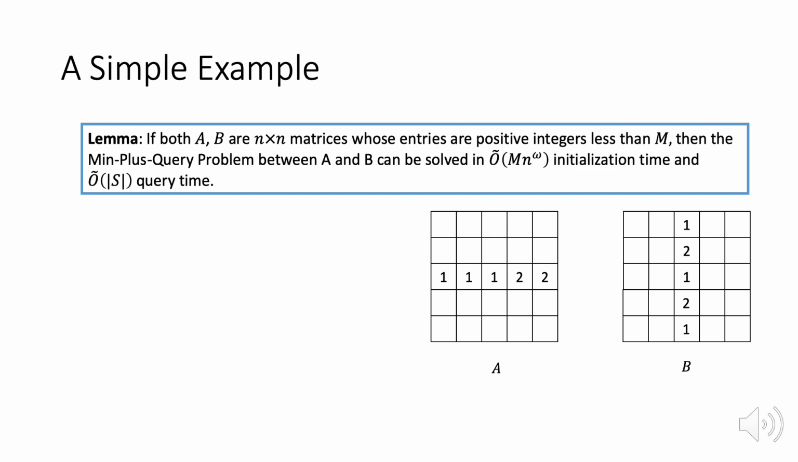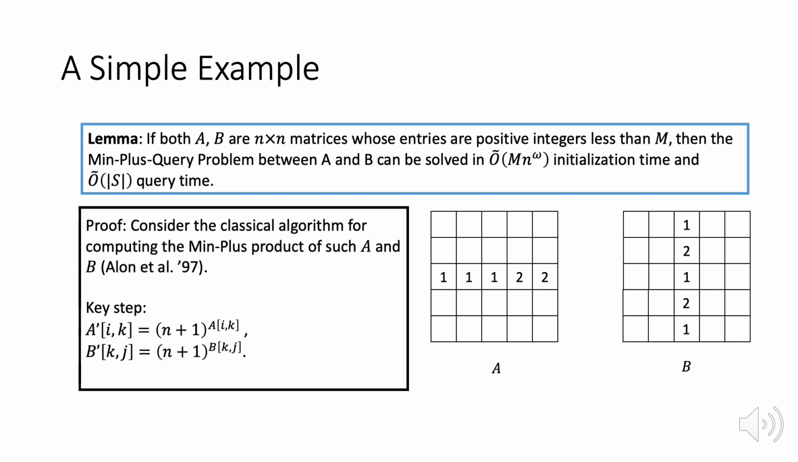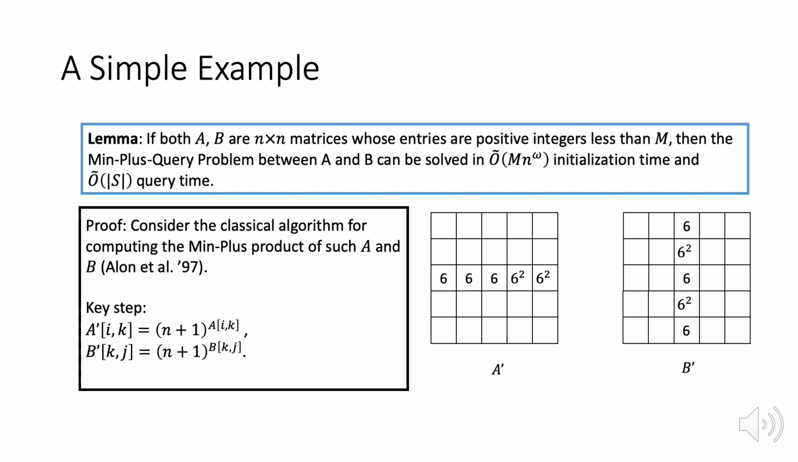Let's first consider the classical algorithm for computing the min plus product of such A and B by Alon et al. 97. A key step in their algorithm is to create auxiliary matrices A' and B', where A' ik equals n plus 1 to the power of aik, and B' kj equals n plus 1 to the power of bkj. Here we create A' and B' for the example.